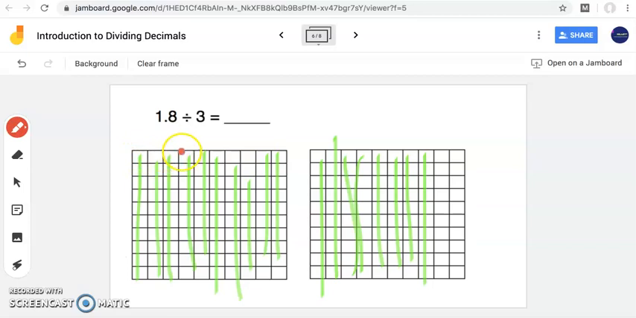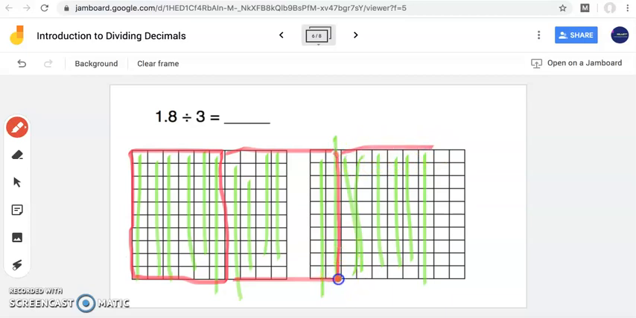1/10, 2/10, 3/10, 4/10, 5/10, 6/10. So that's one group, but I need to check and confirm that my answer is correct. Here's another group of 6/10. And here's another group of 6/10.